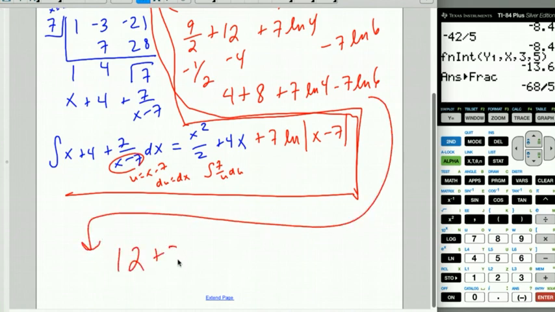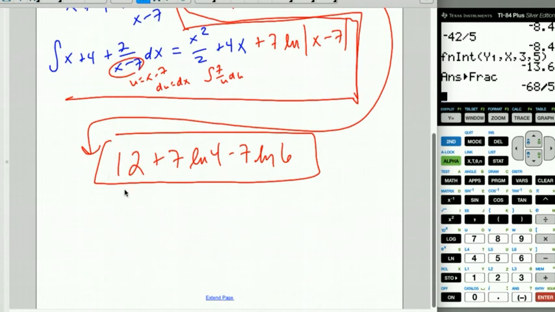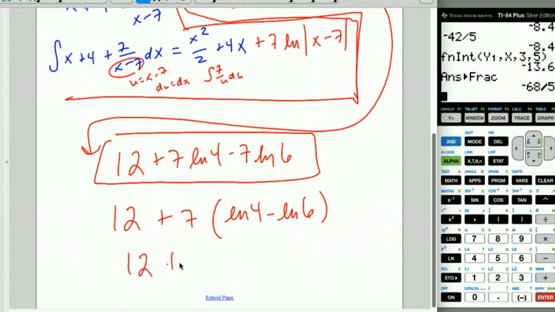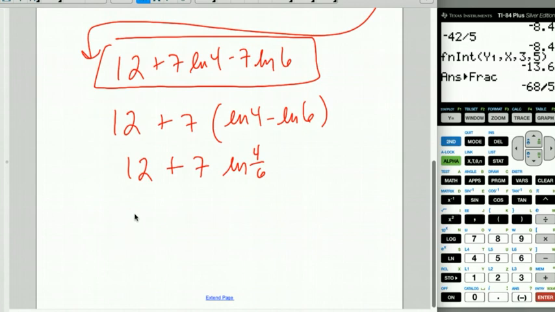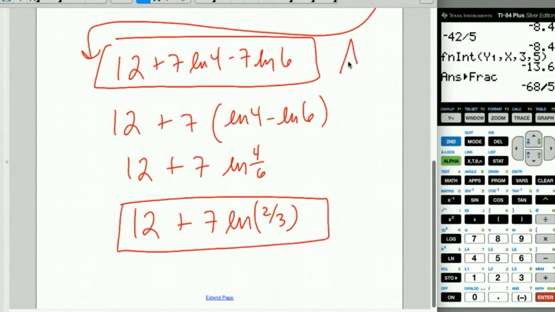You could either leave this as 7 natural log of 4 minus 7 natural log of 6, which is not wrong. Okay, sorry, my handwriting is terrible. Or I guess you could factor out the 7, and then because it's a natural log of 4 minus natural log of 6, you could combine them into one log using division. So you might see this, if the AP wanted to trick you, as this, or better yet, this, if they wanted to try and trick you. So there's a chance you might see it like that, but this answer is totally fine. It's just a possibility that you might see it that way.